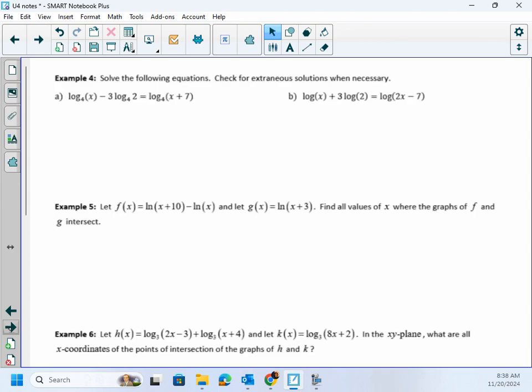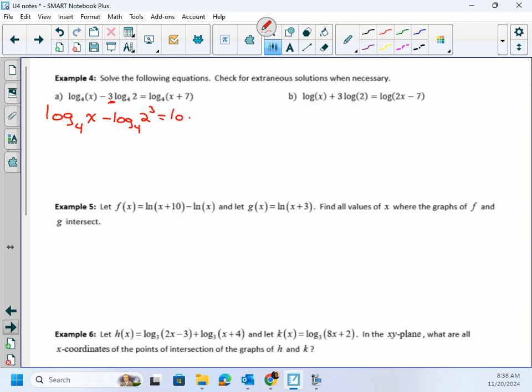All right, example 4. We're again doing the same thing that we have been doing. We are going to solve. So subtraction means, oh, but first, notice I got to get rid of this 3. Because you can't do subtraction yet, that's a power. So log base 4 of x minus log base 4 of 2 cubed equals log base 4 of x plus 7. Got to do that power first. Now I can do subtraction on the left-hand side, which means division. So log base 4 of x over 8, 2 cubed is 8, equals log base 4 of x plus 7.